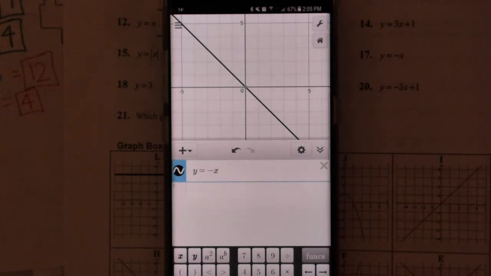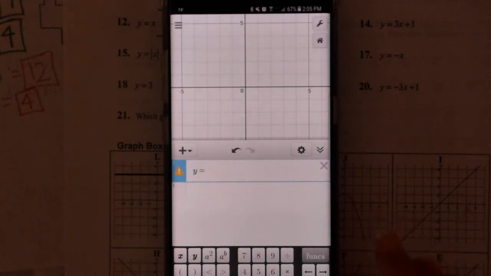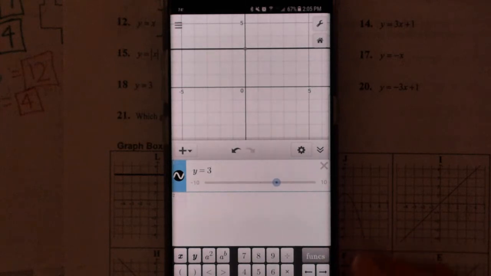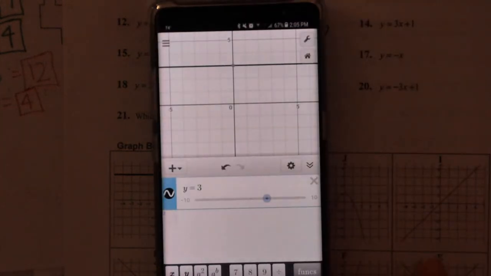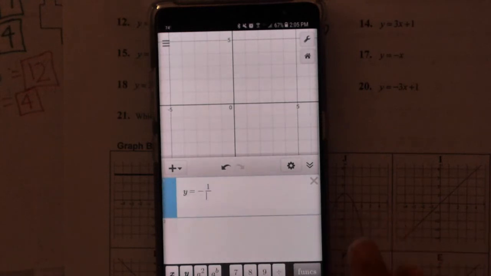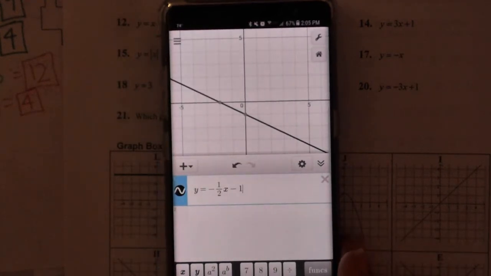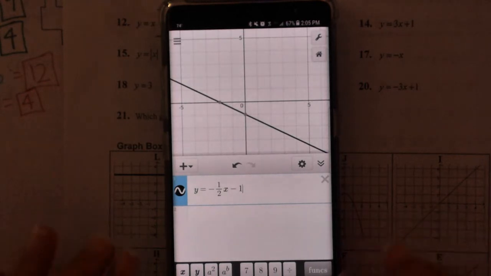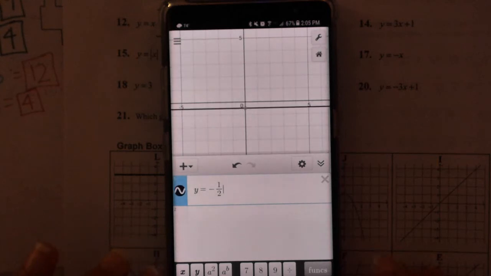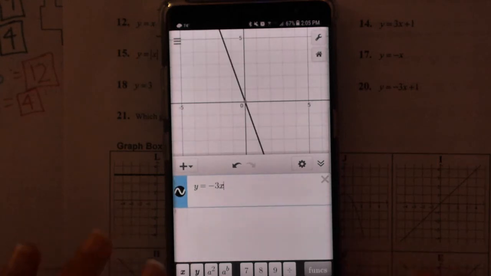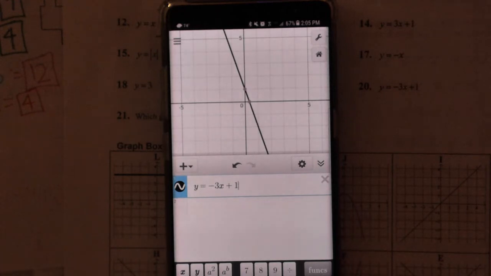17. Okay. 18. D as in dog. Or not. A. And which of those is not a function? G is not a function. Fantastic.